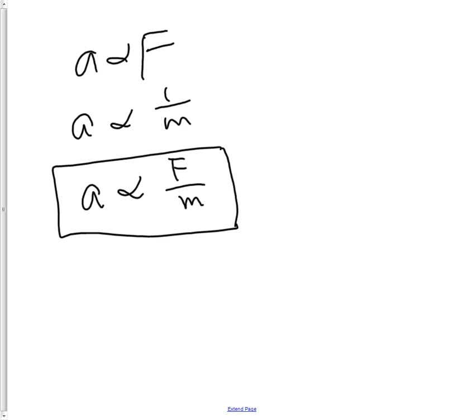Okay? Now, we don't really like to work with the proportionalities. We'd rather work with an equation. So in order to turn a proportionality into an equation, all you have to do is introduce what's called a proportionality constant. So C is some constant times F over M. Okay? Now, the question becomes, what is the proportionality constant? Well, there are 2 possibilities.